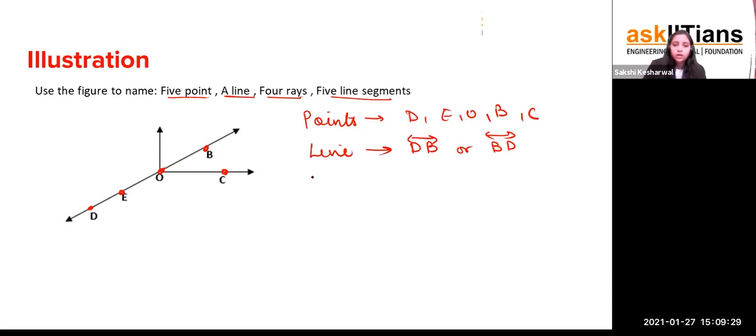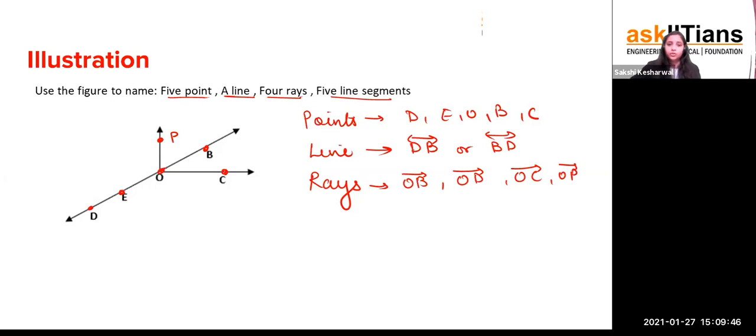Okay, so let's talk about the rays. What are the rays? One ray is OB, right? The other ray is OD, and the other ray is OC. Yes or no? And if you take this point as P, this will be the OP ray. But it's not given, so we're not going to write it.